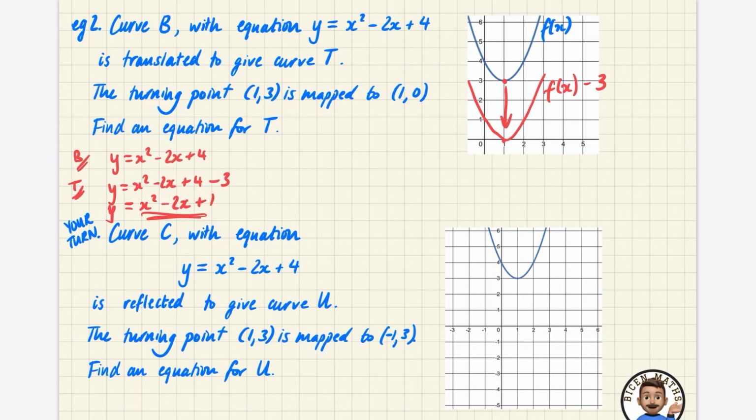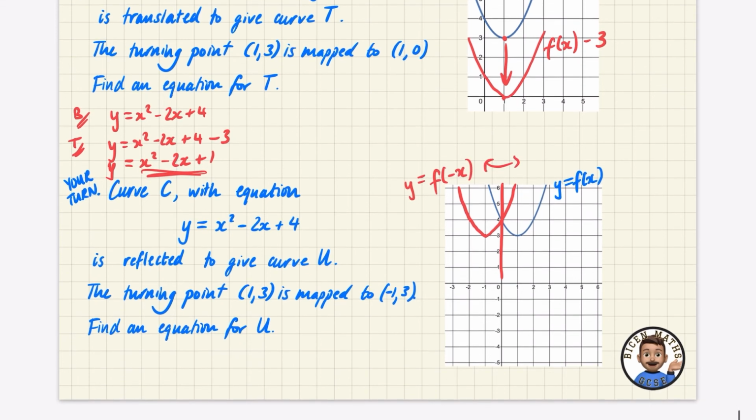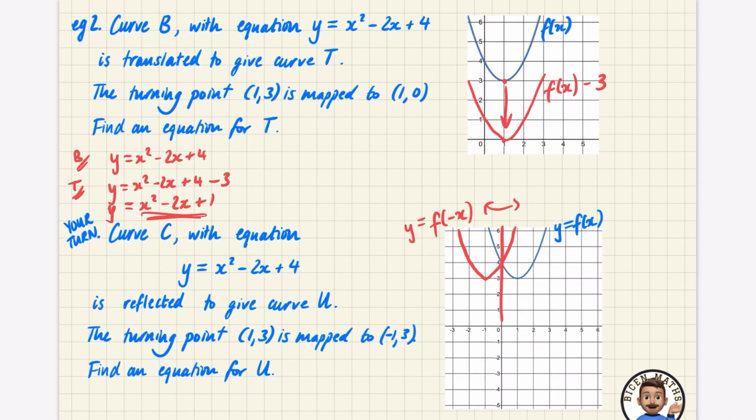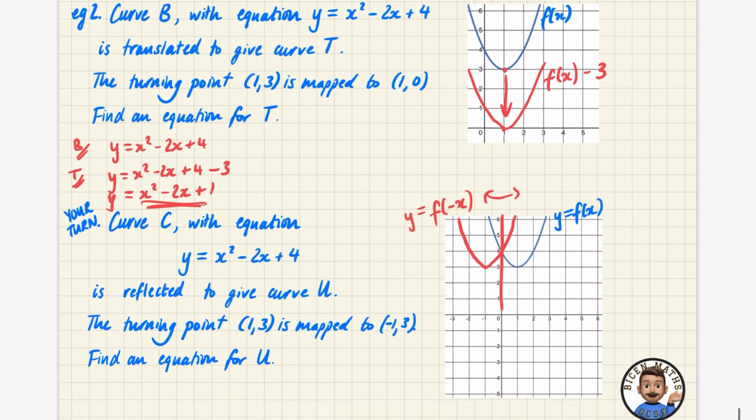So the turning point (1, 3) is mapped to (minus 1, 3), and it's a reflection, so we can pretty much see that the curve is going to look something like this. It's clearly a reflection in the y-axis. So if the original one is y equals f of x, then the new one is going to be y equals f of minus x. It's that kind of horizontal flipping that we've got here. So that means we are going to take the original equation and replace every x with a minus x, okay?